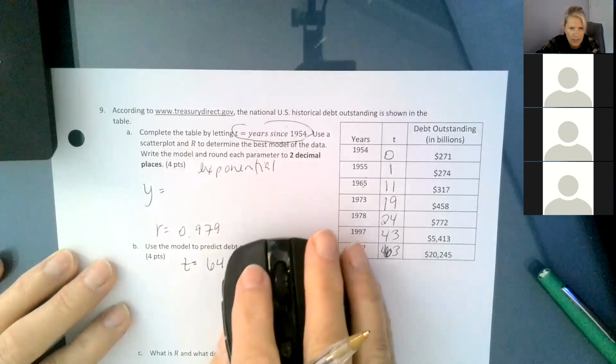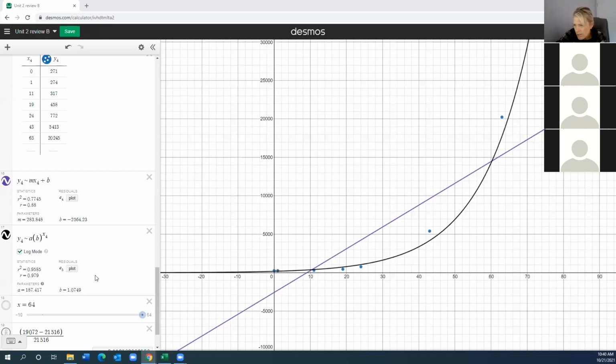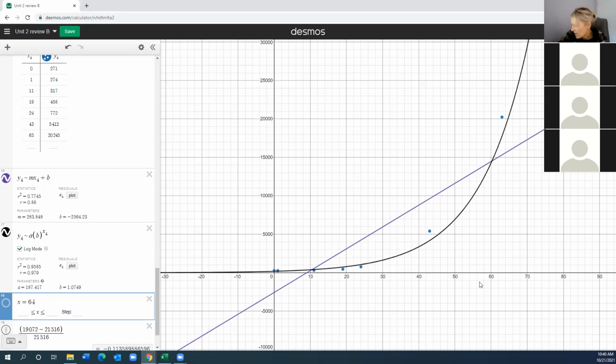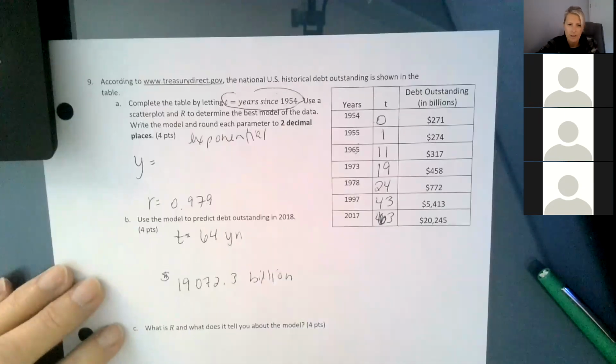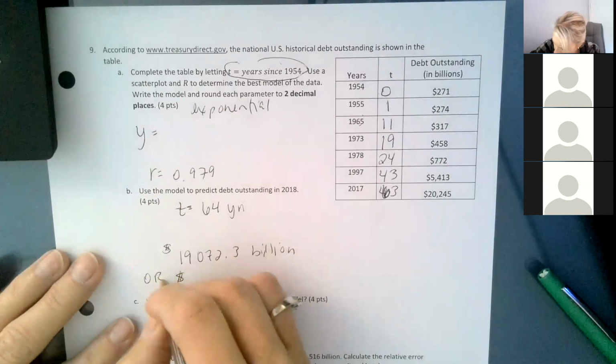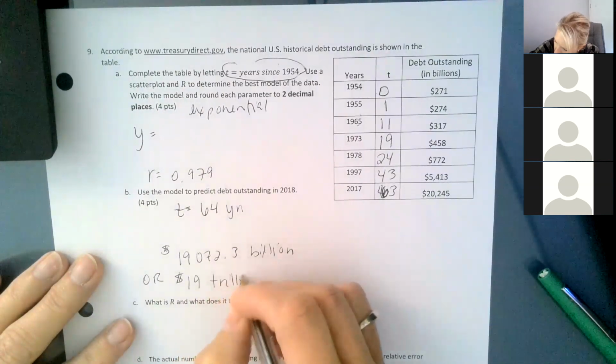So back to my Desmos link. In my Desmos link, I put X equal to 64 there so I could have it draw a line. And there it is. I'm using the curve, the black curve, not the purple line. And it looks like it's about 19,072.3 billion, which is really 19 trillion, which is crazy.